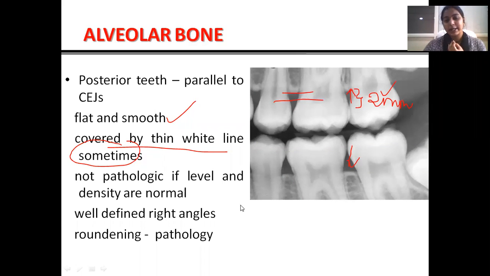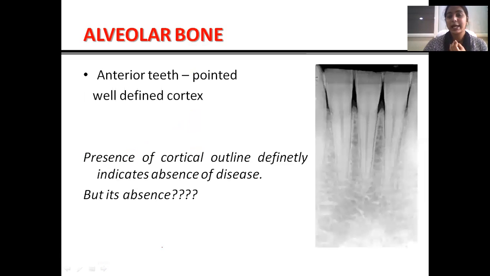Remember that the lamina dura, which is the lining around the tooth root structure, forms a right angle with the alveolar crest. If there is rounding of this angle, then it is considered pathology. In the anterior teeth, the alveolar crest appears pointed, and there is well-defined cortical bone. This cortical bone is dense and is in continuation with the lamina dura that surrounds the tooth sockets. This is the point we have already discussed.